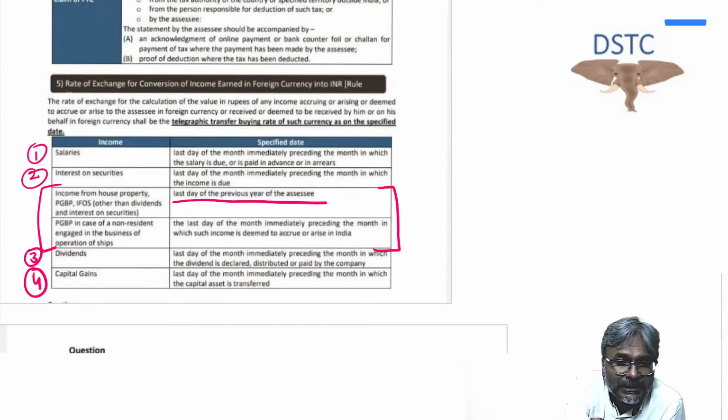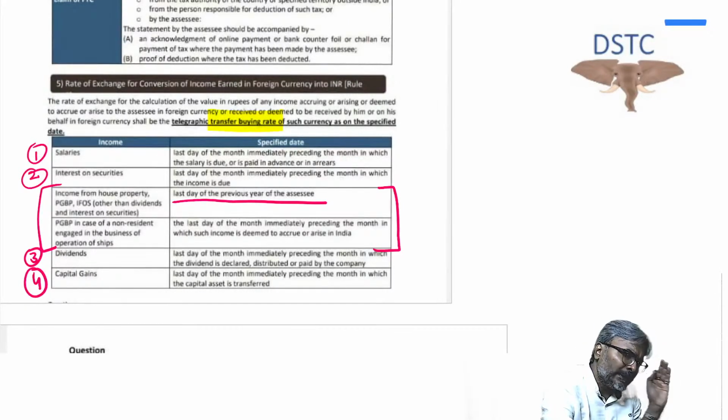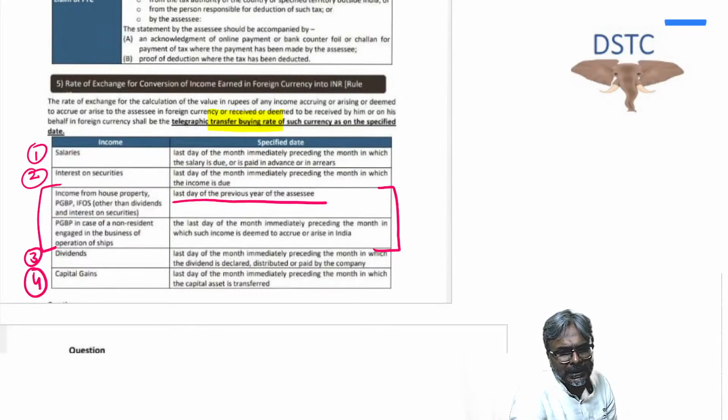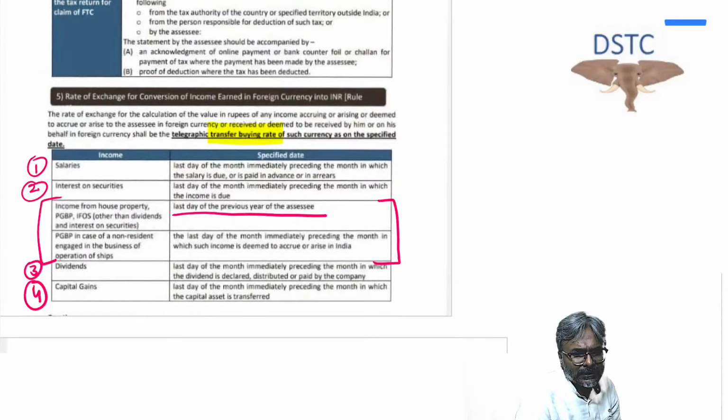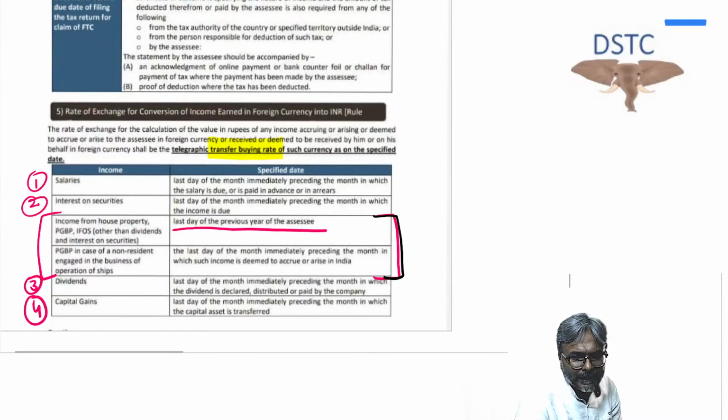Now many students will ask, sir, which TT rate? It is the TT buying rate. That's it. No average, nothing. On this particular date, you are going to do the conversion with the TT buying rate. This is how primarily the things have to be looked upon, students. I hope that all of you are clear with this now.